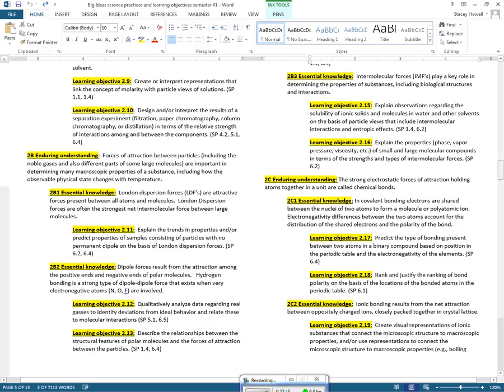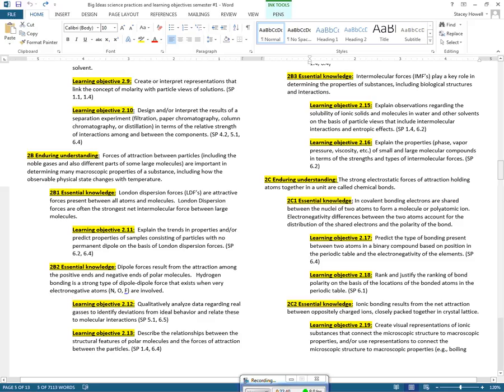Explain the properties, phases, what happens, vapor pressure, viscosity of large molecules compared to small molecules. Remember, that's more Graham's law. Small molecules are going to move faster than large molecules. It's like Fat Albert trying to run around the track compared to a little skinny thing. Okay, they don't have as much mass to move.